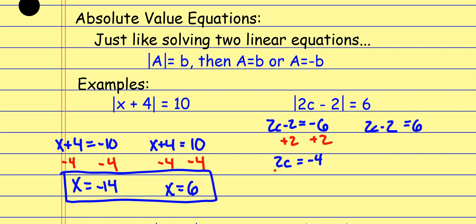And now to undo multiplying by the 2, I'm going to divide by the 2. Same thing with the second equation. To undo subtracting the 2, I'm going to add the 2.